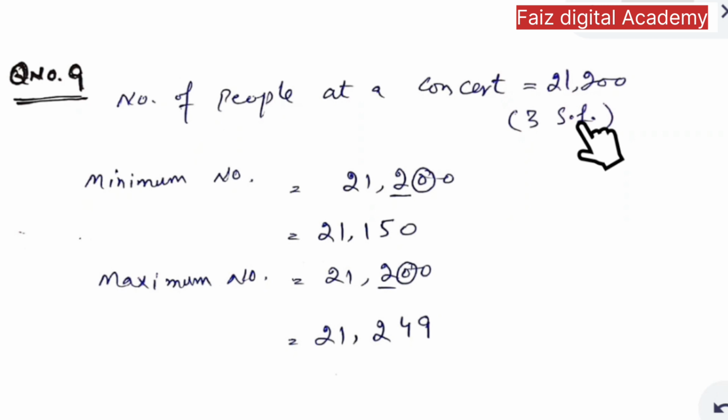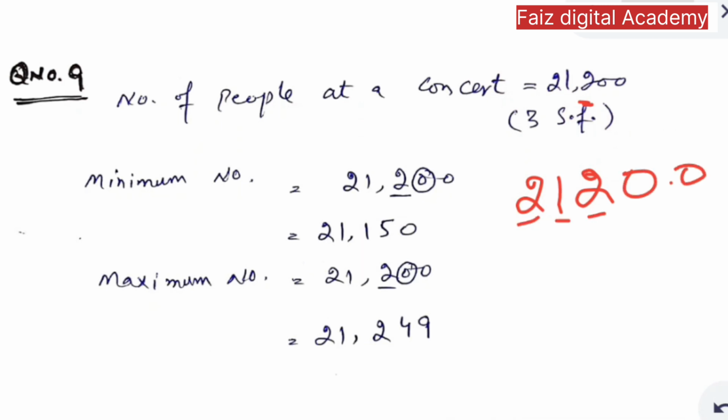In question number 9, they have given us that there are 21,200 people who are attending a concert, and this number which they have given us is correct up to 3 significant figures, so 1, 2 and 3, and they ask us to find out the minimum number. Because this value is correct up to 3 significant figures, it means that 2 1 2 0 0, 1 2 and 3, and this 3 is decided on the basis of the next number.